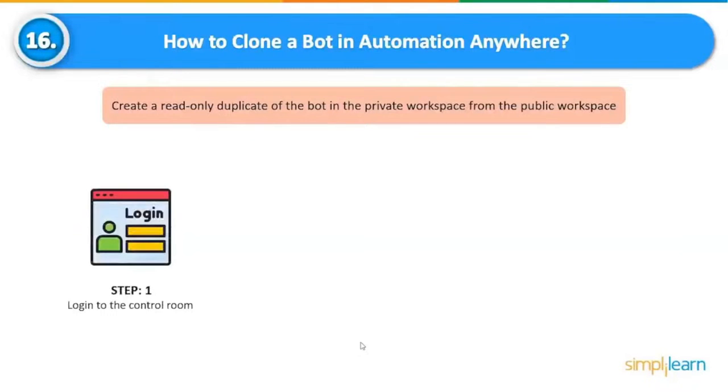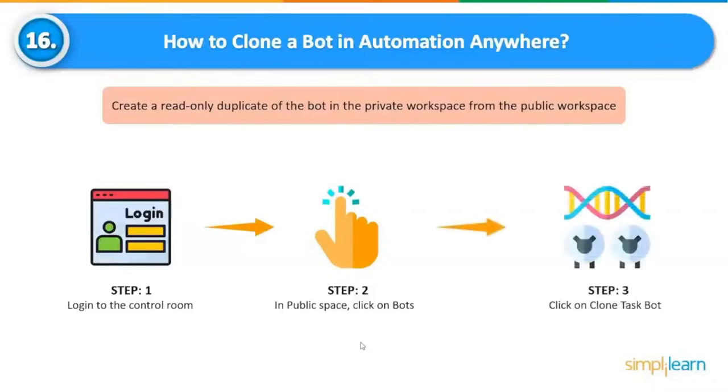Step 1. Log into the control room as a bot creator user and then in public space, click bots. The My Bot page is displayed with the list of folders or files containing the bot. Then select the bot you want to clone, click the actions menu and click clone task bot. The clone bot appears in the same folder structure in the private workspace.